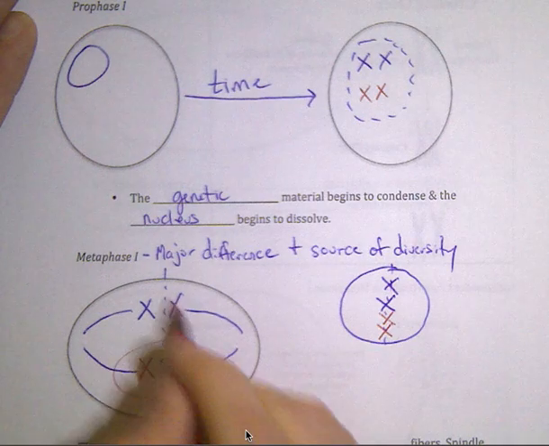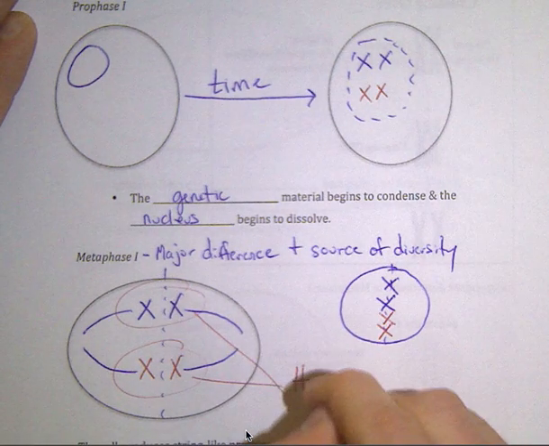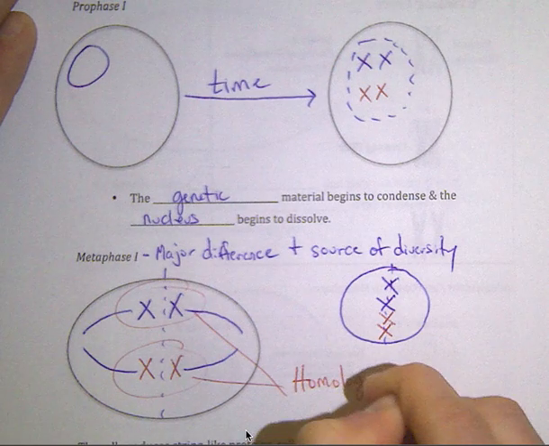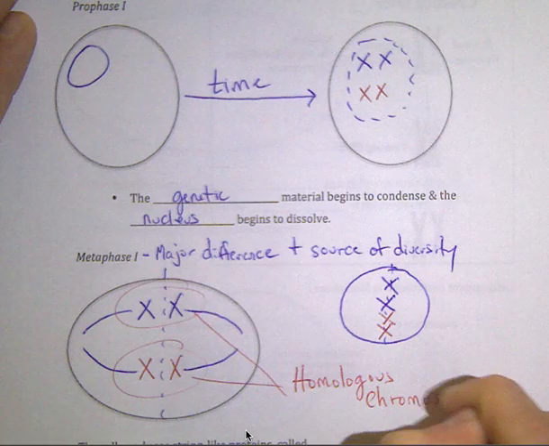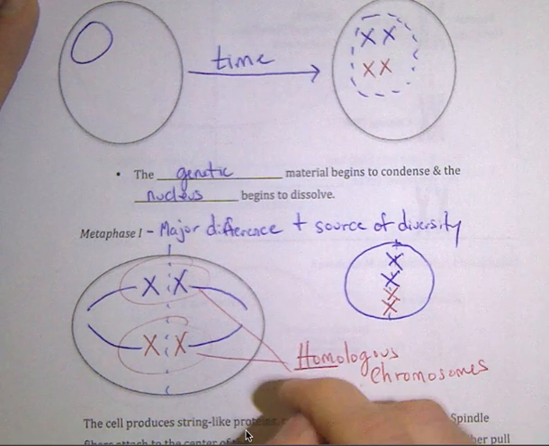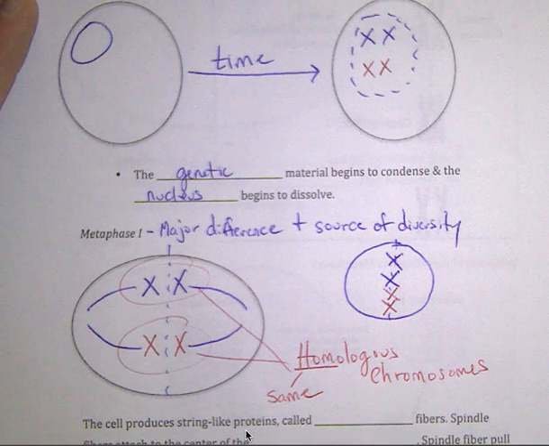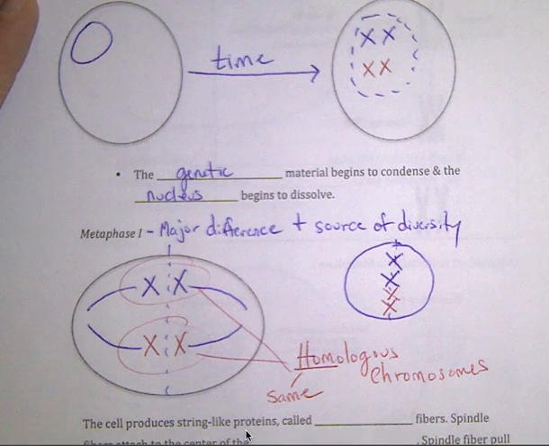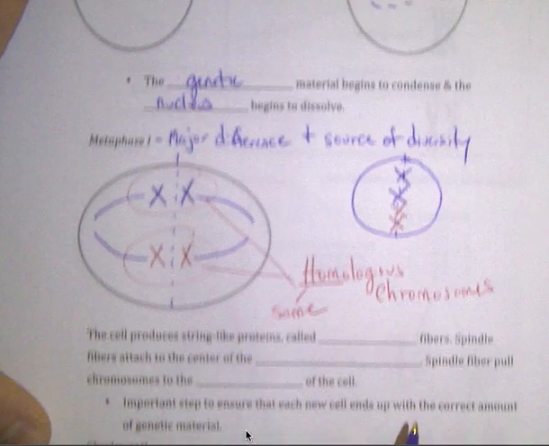Again, our chromosomes that are similar to one another are called homologous chromosomes. The prefix homo means same. So my chromosomes that have the same genetic material are lining up side by side.